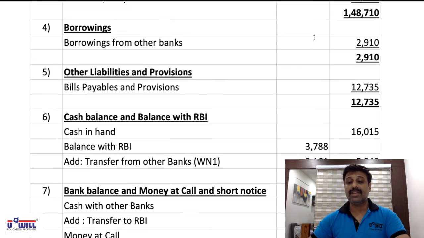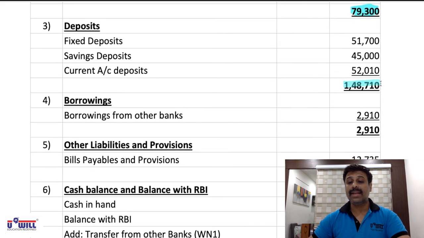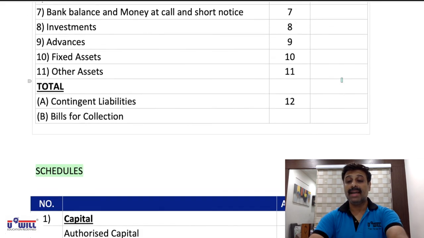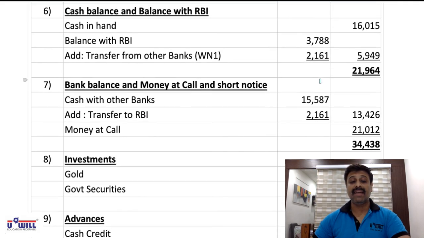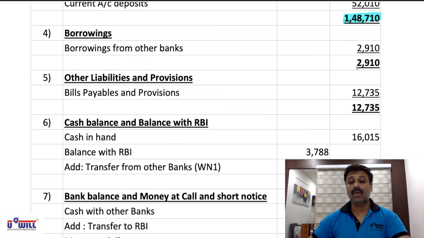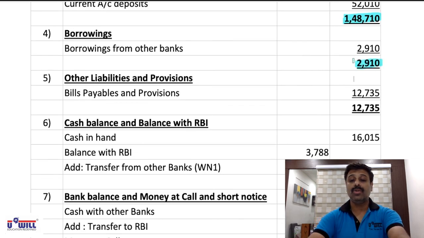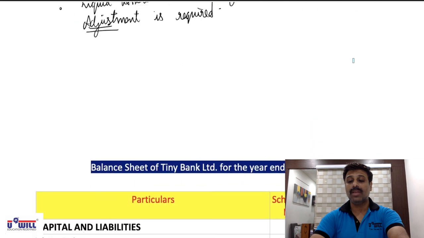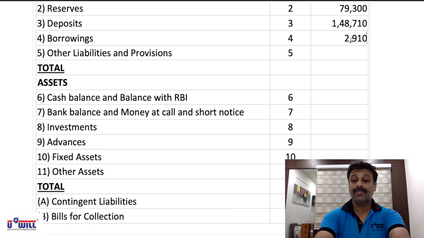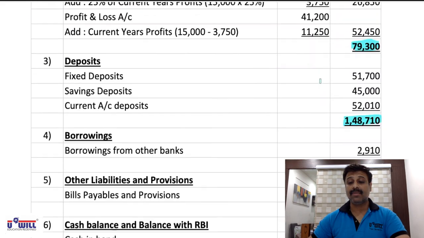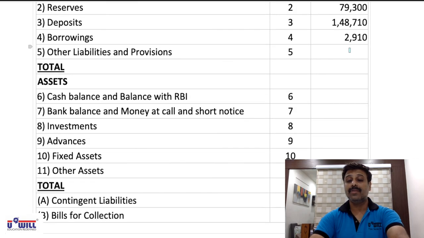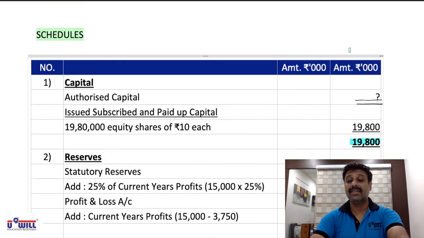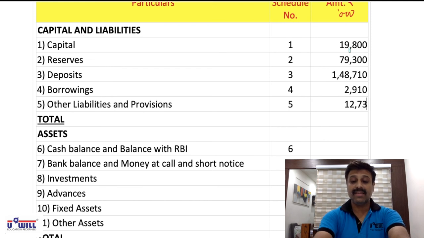Then deposits as per schedule 3, what do we have? 148,710. So all of you write down in balance sheet 148,710. Then borrowings as per schedule 4, what we have is 2910. So write down in balance sheet borrowings 2910. Then other liabilities and provisions, fifth schedule, 12735. 1, 2, 7, 3, 5.